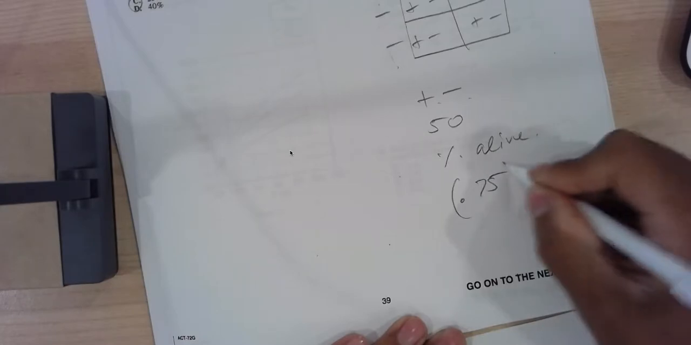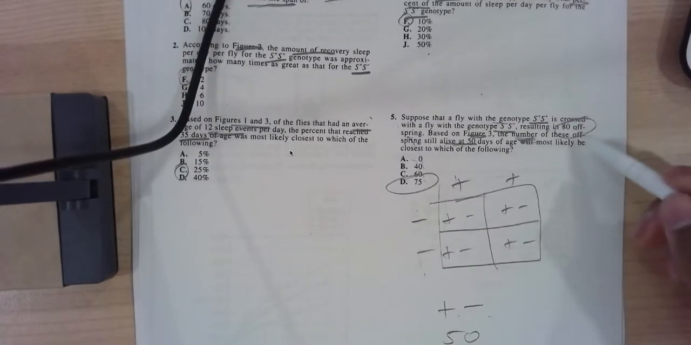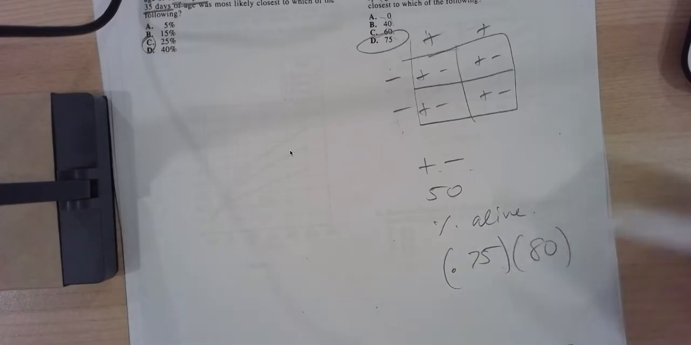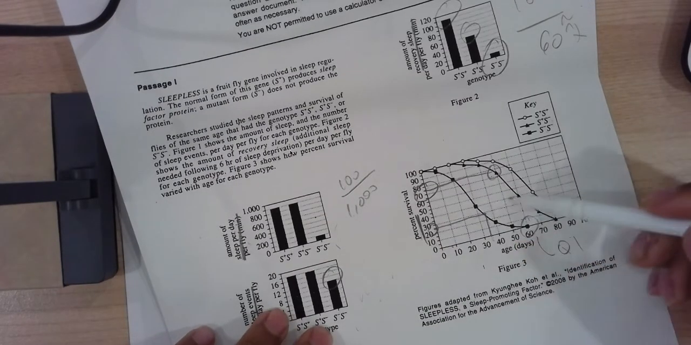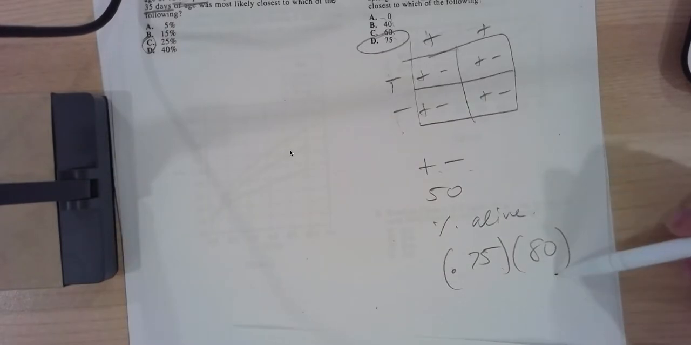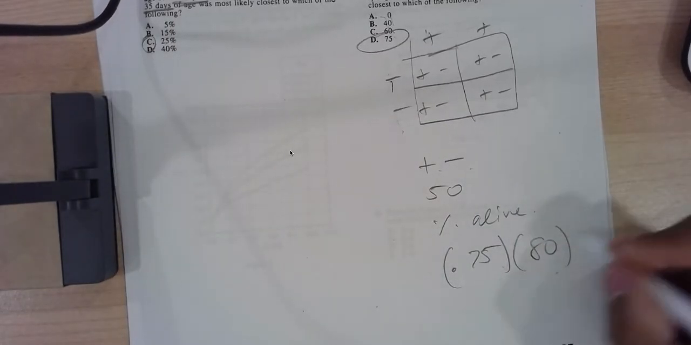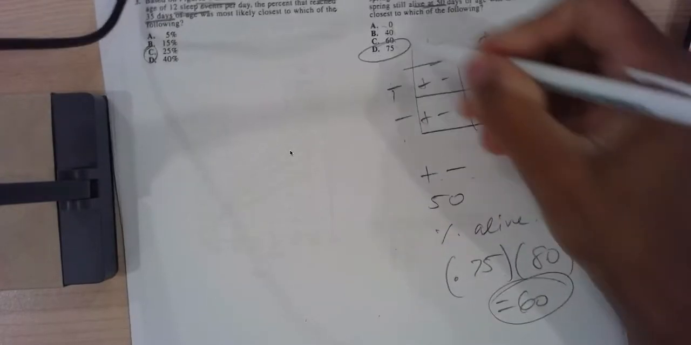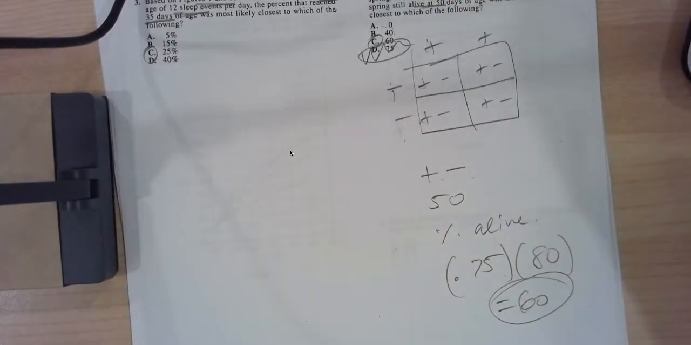Or of 80, because that's what we're dealing with, right? We're dealing with 80 total offspring. This is the percent survival. So if the percent survival is not 100%, some are going to die. Of those 80, some are going to die, and only 75% are going to live, which is 60. Hence the answer is C, not D.